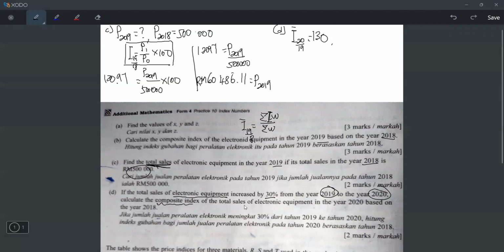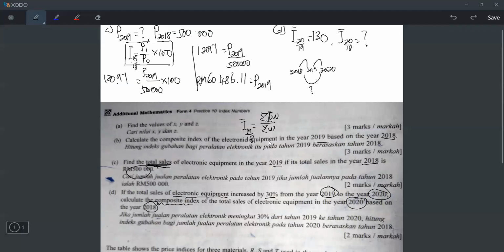So calculate the composite index of the total sales in the year 2020 based on 2018. In one question, how many years you see? 3 years, 2019, 2020, 2018. So automatic, I will draw the face. But before I draw the face, let's see what they want first. Composite index in what year? 2020, 2018. So I dash for 2020 over 2018 equals question mark. I'll write 2018 here, 2019 here, and 2020. And isn't this the mouth part? If I want to find here, I need this one and this one, so that I can take these two numbers, darab and then bahagi 100.